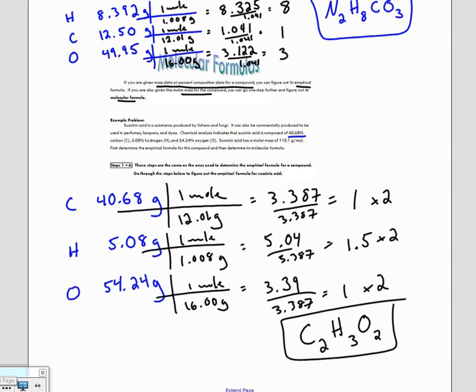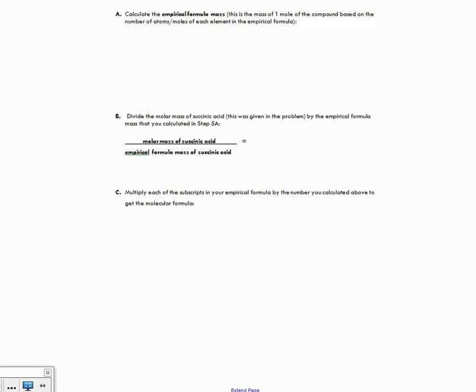Remember, we're not done yet. You guys are doing great. I know this is a little like, woo, stay with me. Once you've obtained the empirical formula, you can figure out its molecular formula. So here we go. It says calculate the empirical formula mass. This is basically another way of saying it's the molar mass of the empirical formula. So that thing that you just figured out over on the previous page, the C2H3O2, we want to know what the molar mass of that would be.